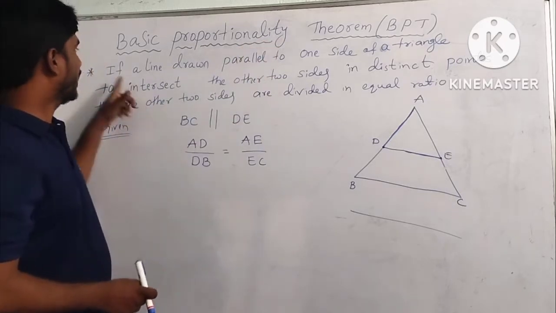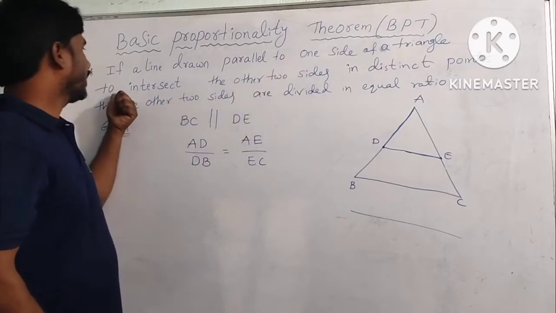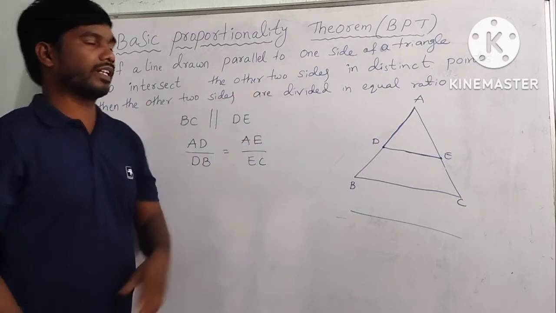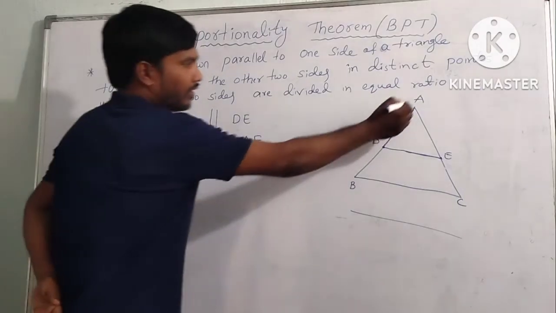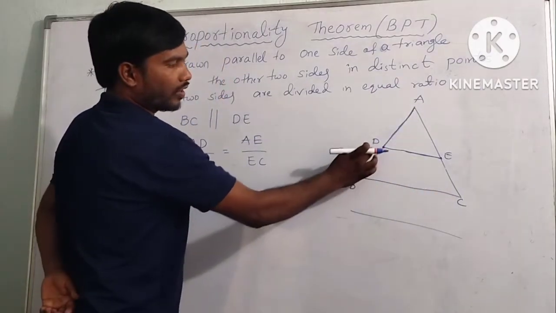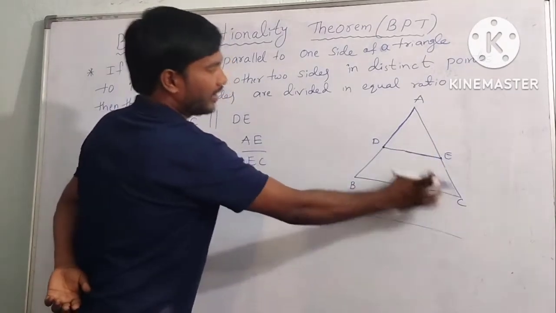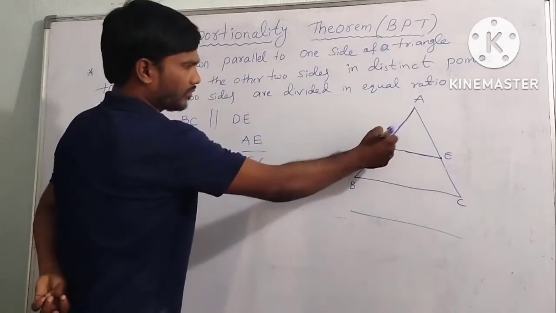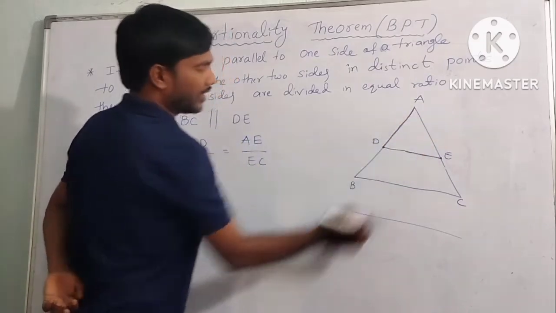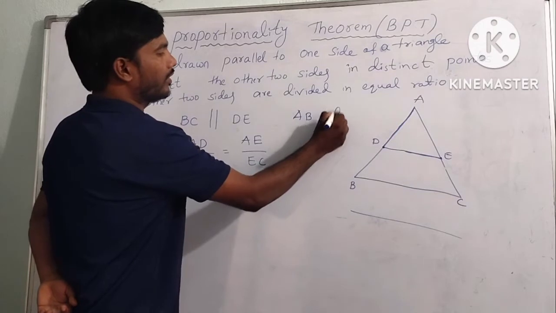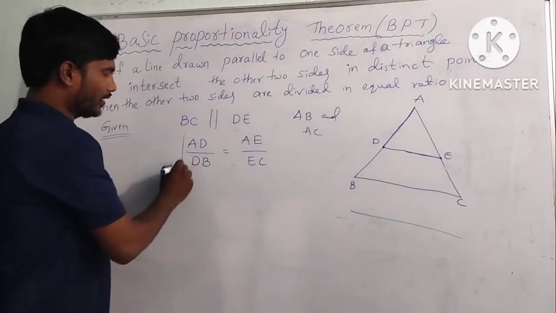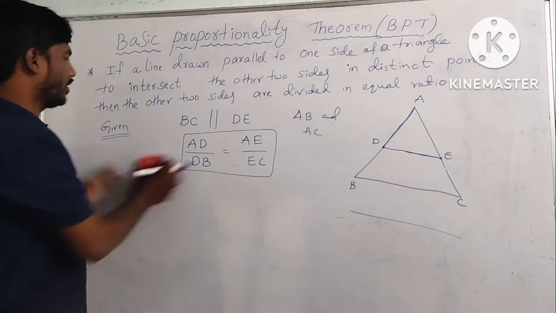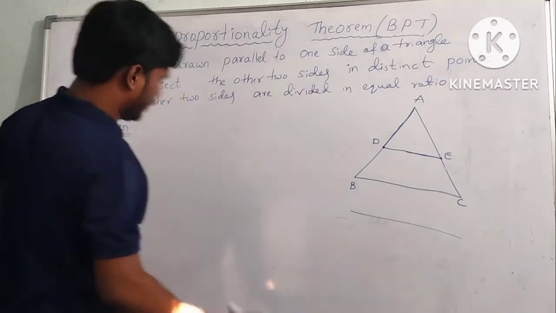What is the theorem? If a line is drawn parallel to one side of a triangle to intersect the other two sides in distinct points, then the other two sides are divided in equal ratio. So in triangle ABC, we draw the line DE parallel to BC to intersect the other two sides at distinct points D and E. Now this line DE divides the other two sides AB and AC in equal ratio. What is that equal ratio? AD by DB is equal to AE by EC. So simple. Now write down the given terms.